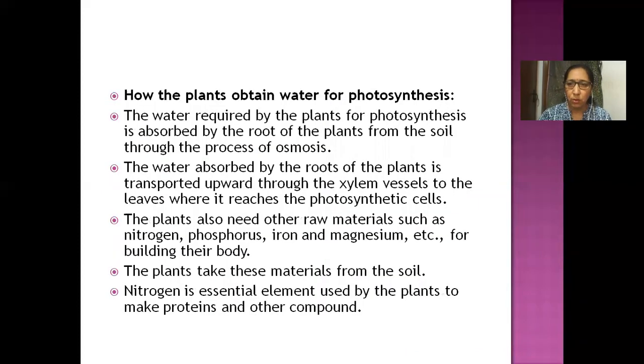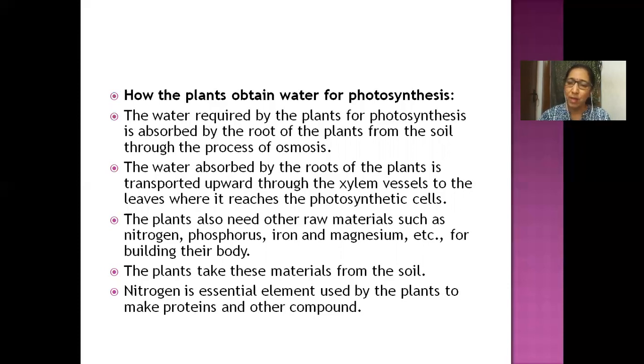So that is how the carbon dioxide is absorbed by the stomata for the synthesis of food. So let us see now how the plants obtain water for photosynthesis. The water required by the plants for photosynthesis is absorbed by the roots of the plant from the soil through the process of osmosis. Again, from class 9.